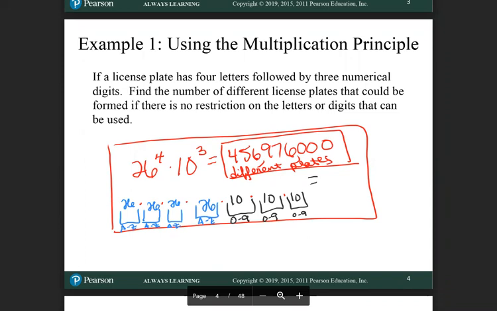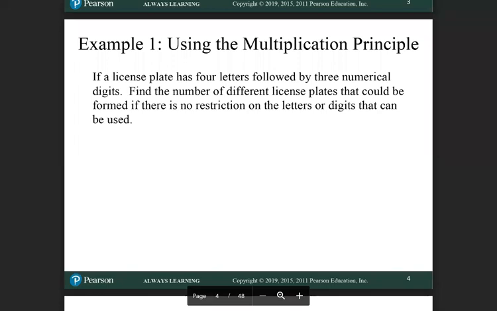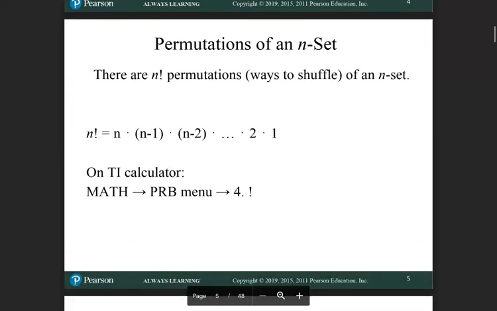Okay. Here we go. So if we can use the multiplication principle of counting, we talked about how we could also use factorials, and factorials are used with what's called a permutation. A permutation is essentially like shuffling. So we're looking at reordering or organizing a certain set of things, and we're looking at how many different ways I can shuffle something, okay?